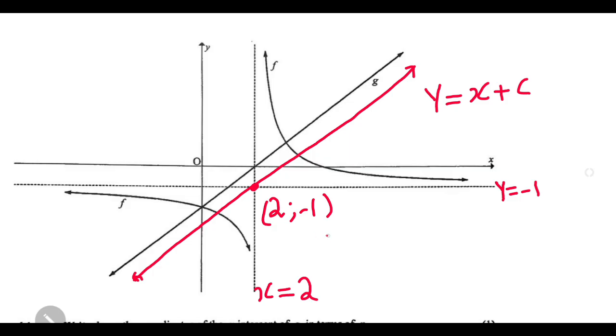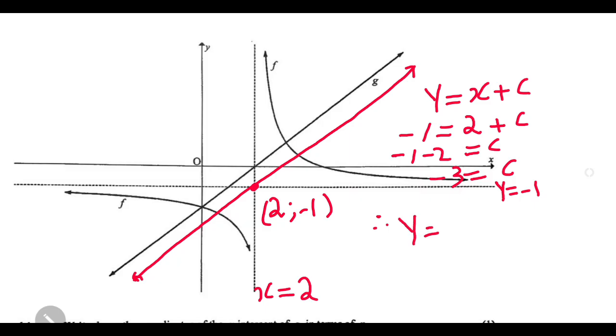Now we're going to substitute these points into that equation to find the c. So we got x 2, y negative 1. Negative 1 is equal to positive 2 plus c. To find the c, positive 2 I switch over this side become negative 2. Negative 1 negative 2 is equal to c. So the c is going to be equal to negative 3. Therefore, y is equal to x, and put back value of c here, become negative 3. So this is my axis of symmetry, y is equal to x negative 3.